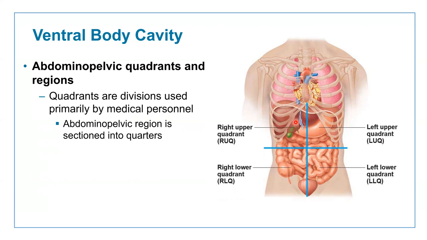So most of the liver is in the RUQ, along with the gallbladder, and most of the stomach is in the left upper quadrant. Now this little guy over here is called appendix. Appendix is located in the right lower quadrant. This part over here is called cecum. Cecum is the first part of large intestine, so it's also in the right lower quadrant. Urinary bladder, however, is in between two quadrants, right and left lower quadrants.